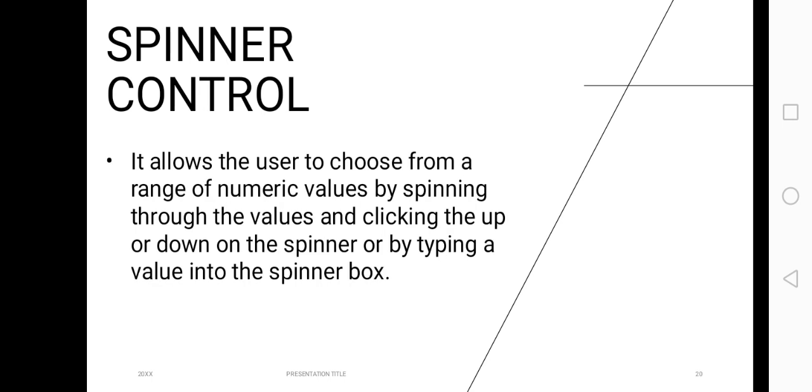The next one would be spinner control. When we're talking about spinner control, it allows the user to choose from a range of numeric values by spinning to the values and clicking the up or down on the spinner, or by typing a value into the spinner box. That is for spinner control.